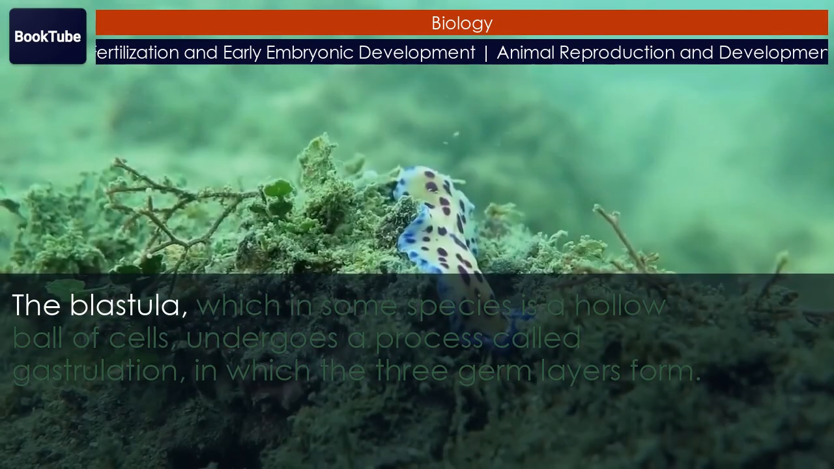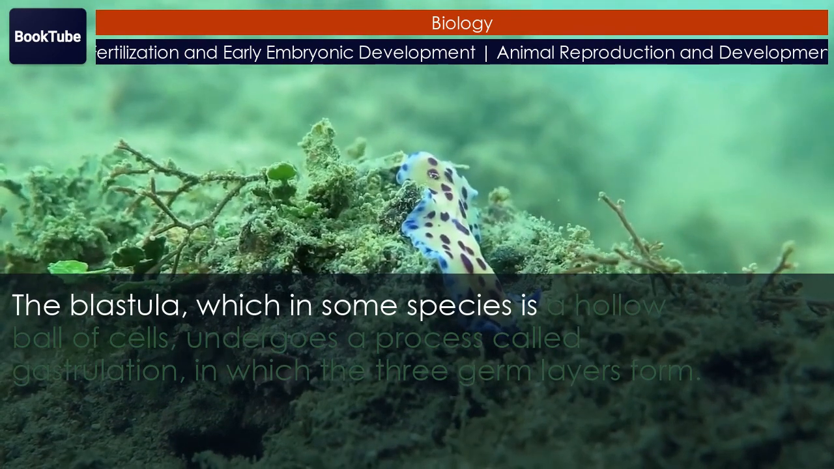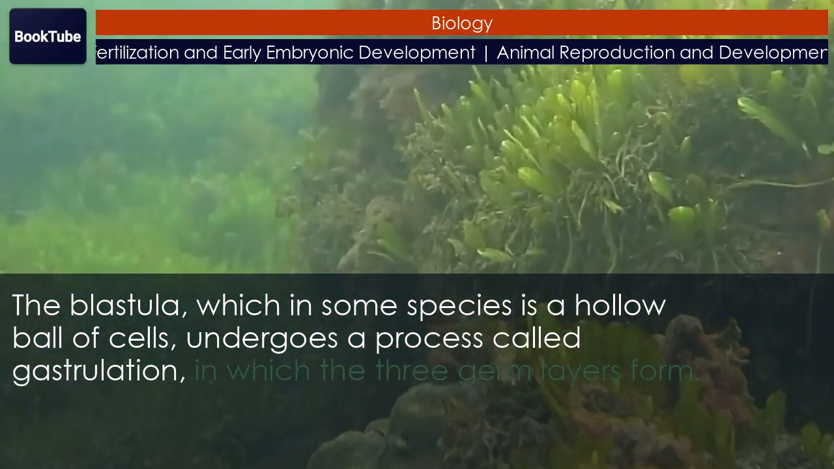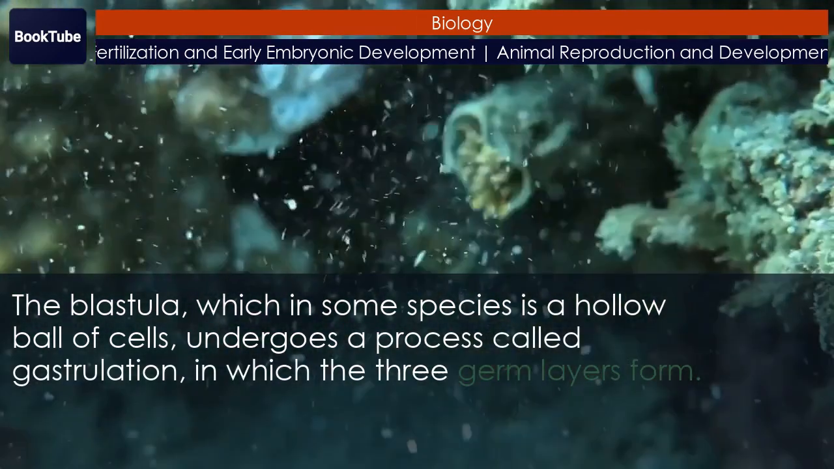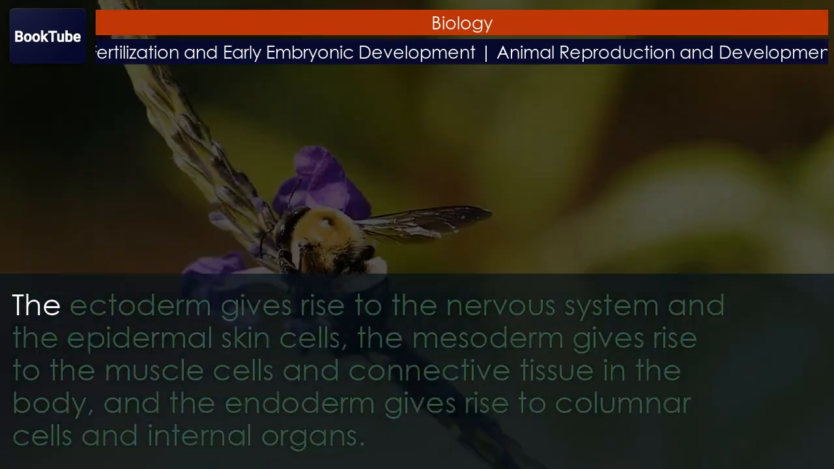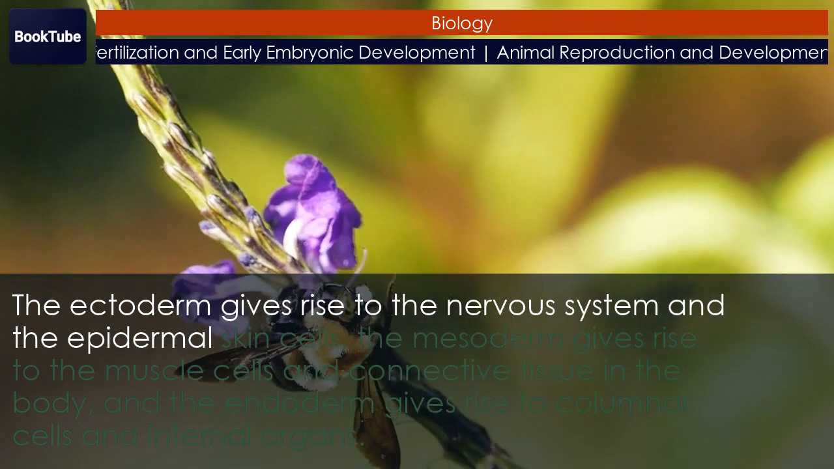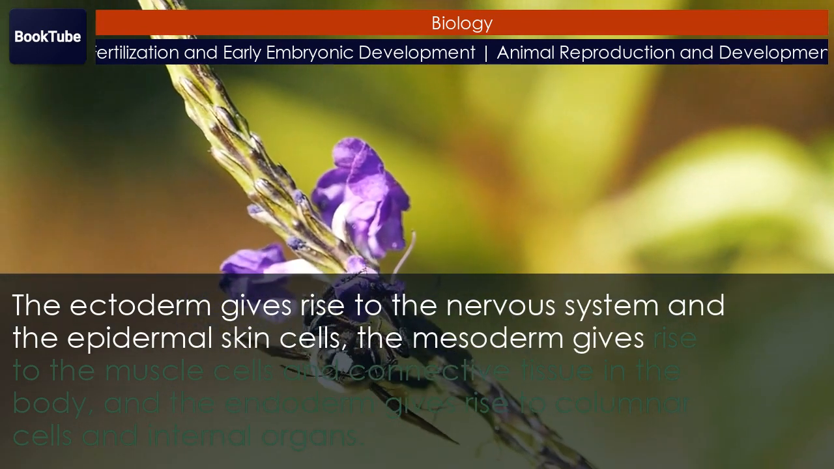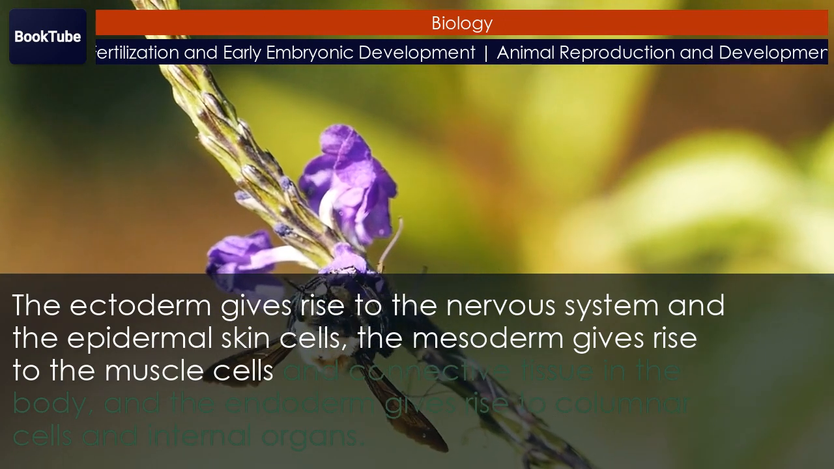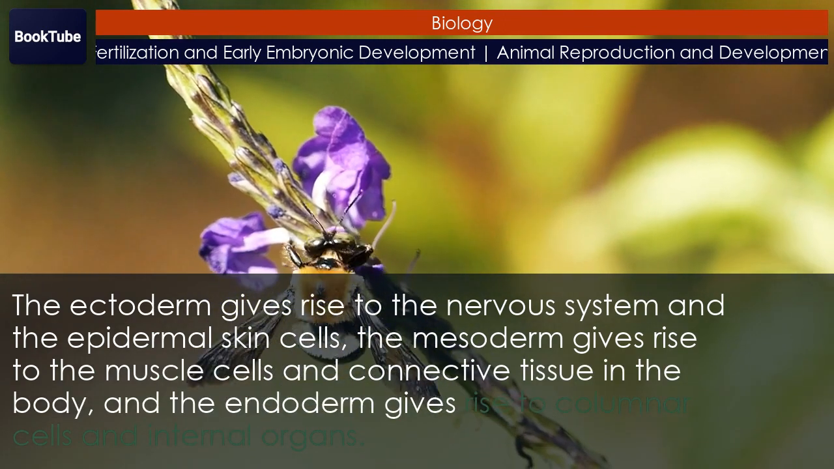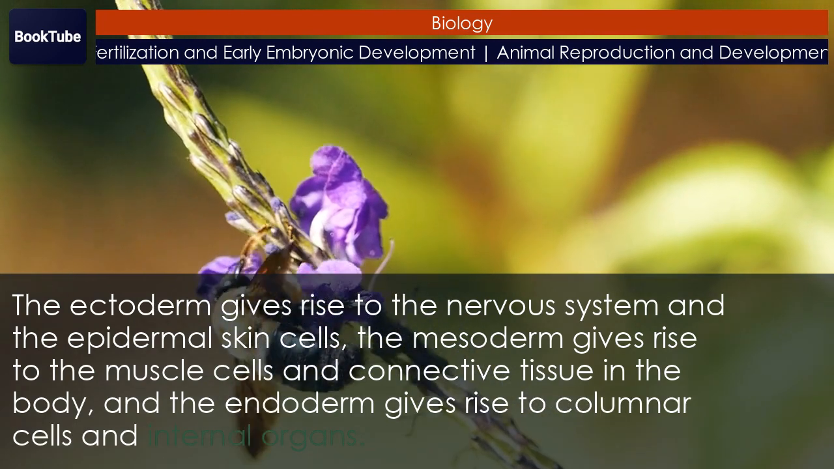The blastula, which in some species is a hollow ball of cells, undergoes a process called gastrulation, in which the three germ layers form. The ectoderm gives rise to the nervous system and the epidermal skin cells. The mesoderm gives rise to the muscle cells and connective tissue in the body. And the endoderm gives rise to columnar cells and internal organs.